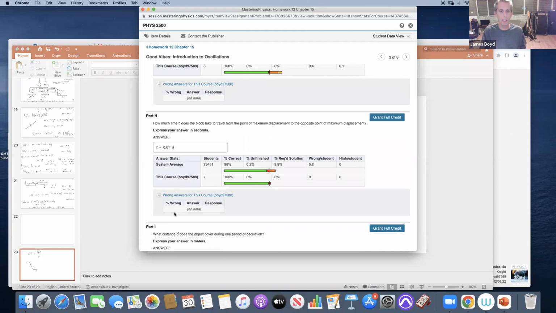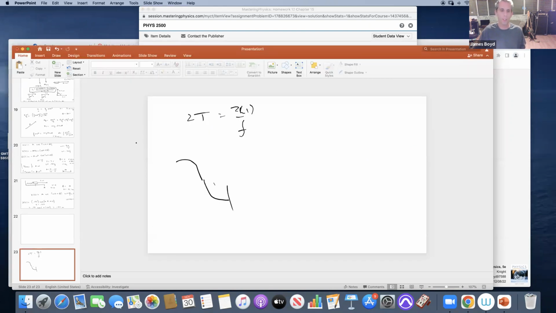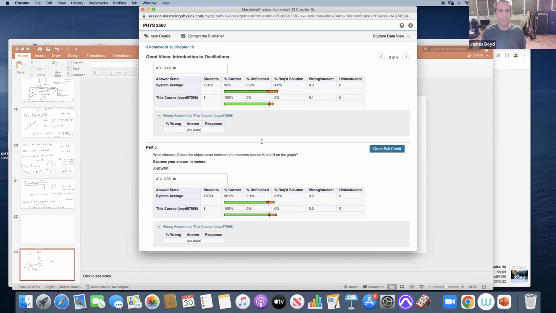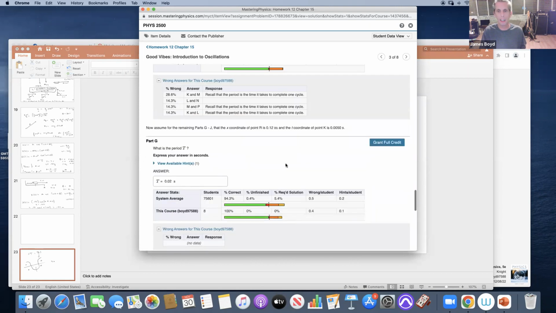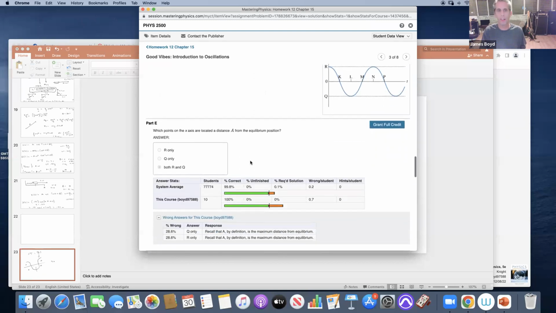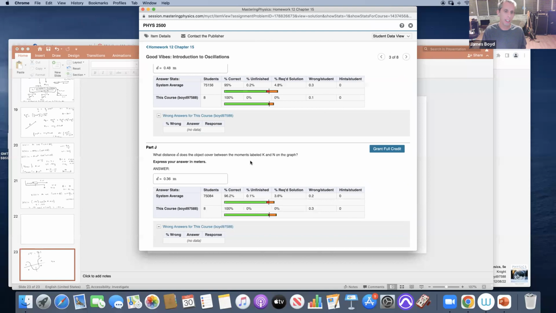What distance does the object cover during one period of oscillation? So how far does it go? We talked about this as well. This distance is A, this distance is A, and then it comes back, and this distance is A, and this distance is A. So it covers 4A. They told us our A was 0.12, so it covers 0.48. What does it cover between K and N? K to L is 1, L to M is 2, M to N is 3. It covers 3/4 of a period, or 3 times A, 0.36. All right, we did that one in class.